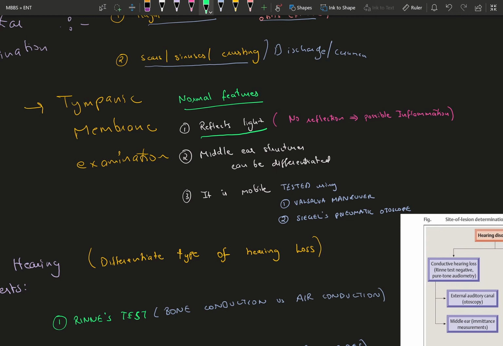So why am I talking about reflection so much is if there is no reflection present, it indicates there's a possible inflammation in the tympanic membrane. Very important clinical point, which might be useful for diagnosis. And middle ear structures can be differentiated in a normal tympanic membrane. It's very important because in case of inflammation, the middle ear structures may be more prominent or less prominent according to various conditions. So that is another important clinical sign which you need to focus on.